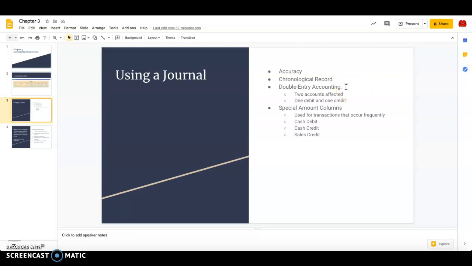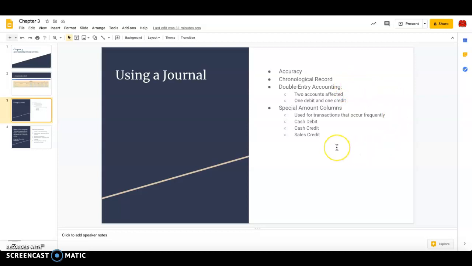Using a journal, we're going to do what's called double entry accounting. Basically that means there are always 2 accounts affected. I already talked about that last chapter with the T accounts. There's going to be 2 accounts affected, and as I mentioned in chapter 2, we're always going to have 1 debit and 1 credit. Double entry accounting, 2 accounts always affected.